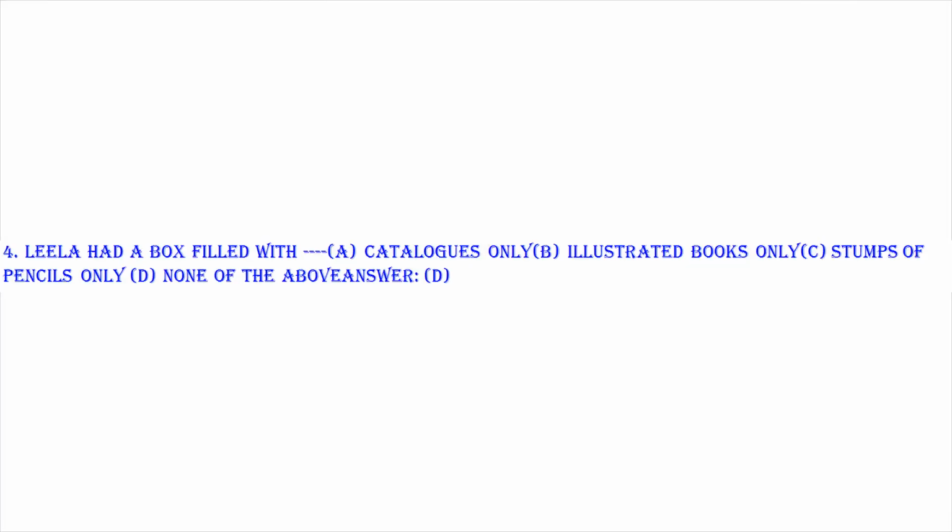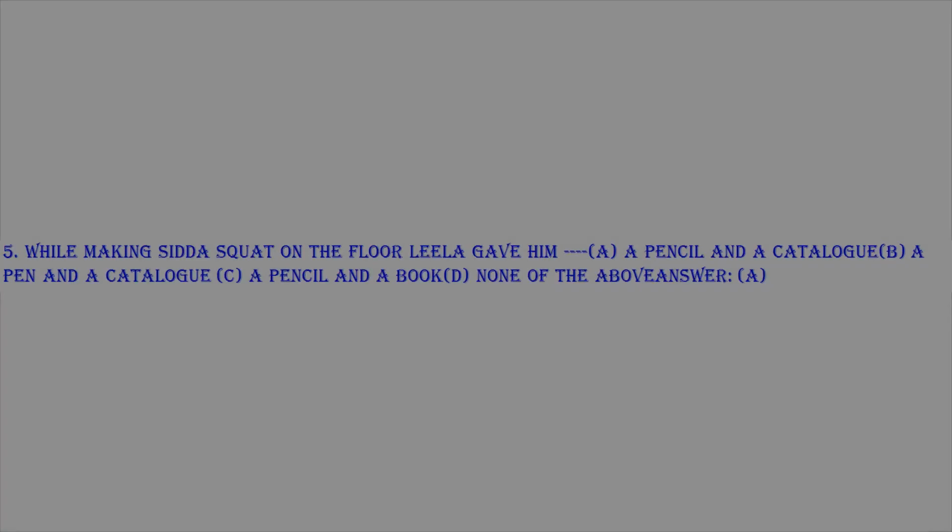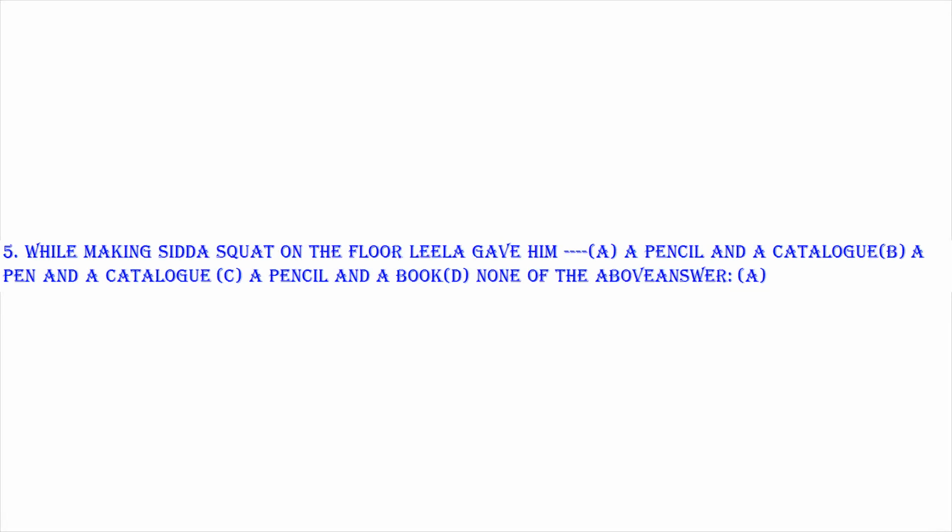4. Leela had a box filled with: A. Catalogs only, B. Illustrated books only, C. Stumps of pencils only, D. None of the above. Answer, D. 5. While making Siddha squat on the floor Leela gave him: A. A pencil and a catalog, B. A pen and a catalog, C. A pencil and a book, D. None of the above. Answer, A.